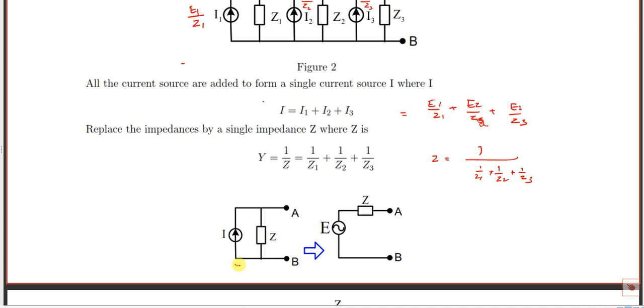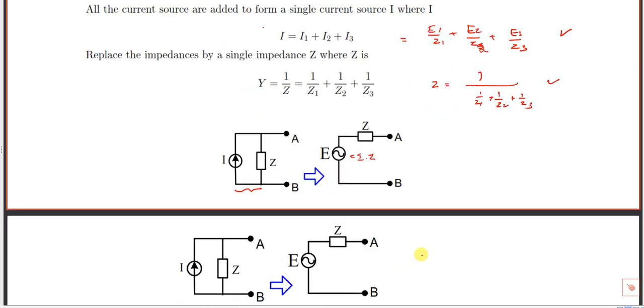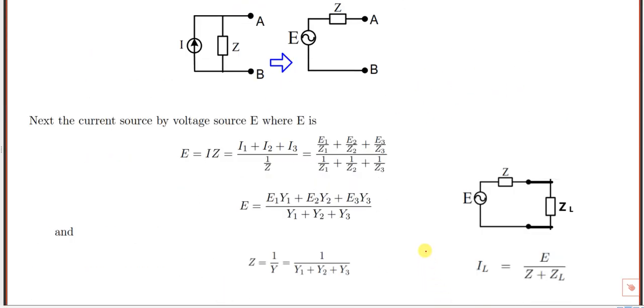Now again convert this current source. Current source in parallel with the impedance, if you convert back, again V is equal to I into Z. E is equal to I into Z. Whatever value of I we got here, you have to multiply with Z. That is the value of E, and the value of Z is this. So the same formula we have written there. Here you can see E is equal to I into Z, where I is the sum of currents I1 plus I2 plus I3.